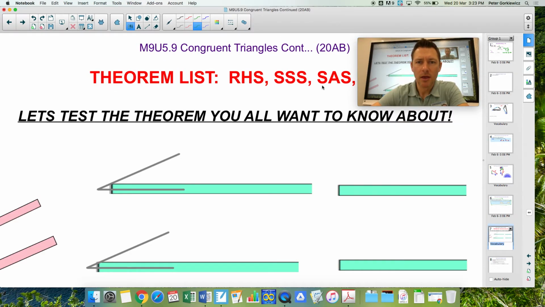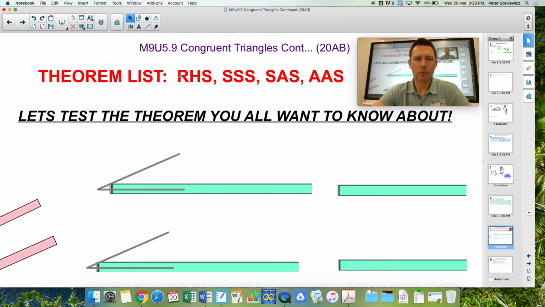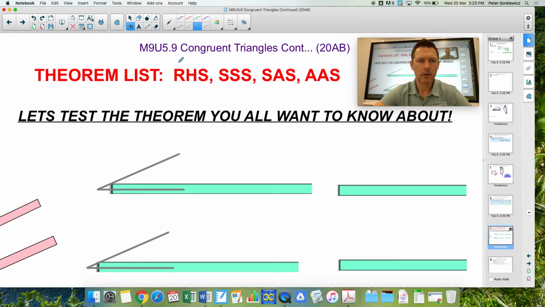All right, so we've tried out right hypotenuse side, and we said that's a theorem to say that two triangles are congruent. We've shown side, side, side shows they're congruent. We've shown side, angle, side shows that they're congruent, and we've shown angle, side, angle, or angle, angle, side, and by default, angle, side, angle. Those are basically the same thing.